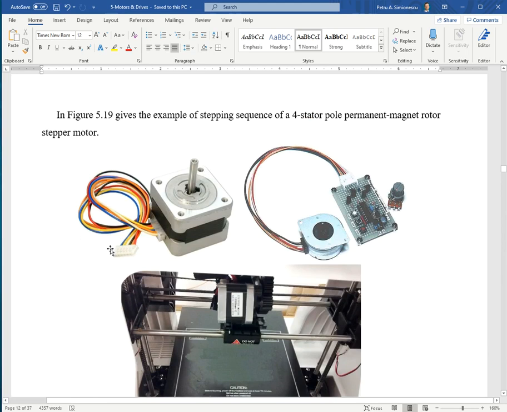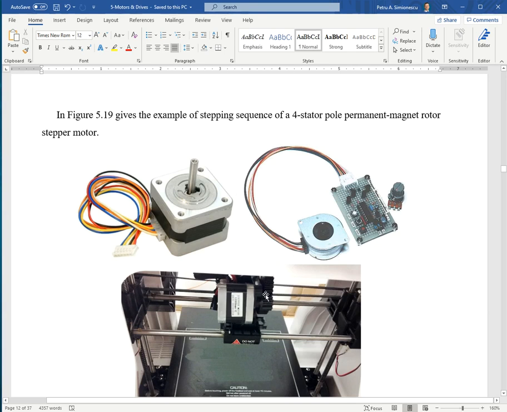Here's one. You can see it's not just 2 cables, or maybe 3 if you want to reverse. So more than 2 cables, depending on the number of poles, and they are marked. Their resolution is marked in degrees per step. It's marked on the body of the motor.